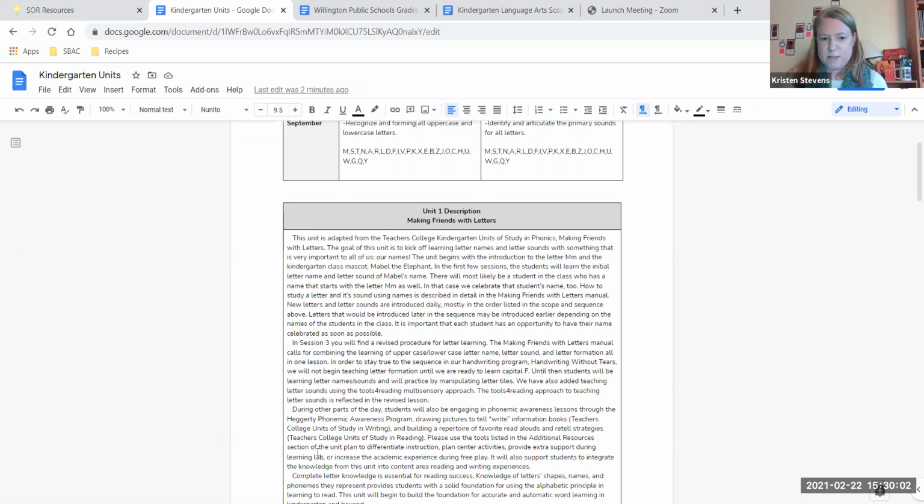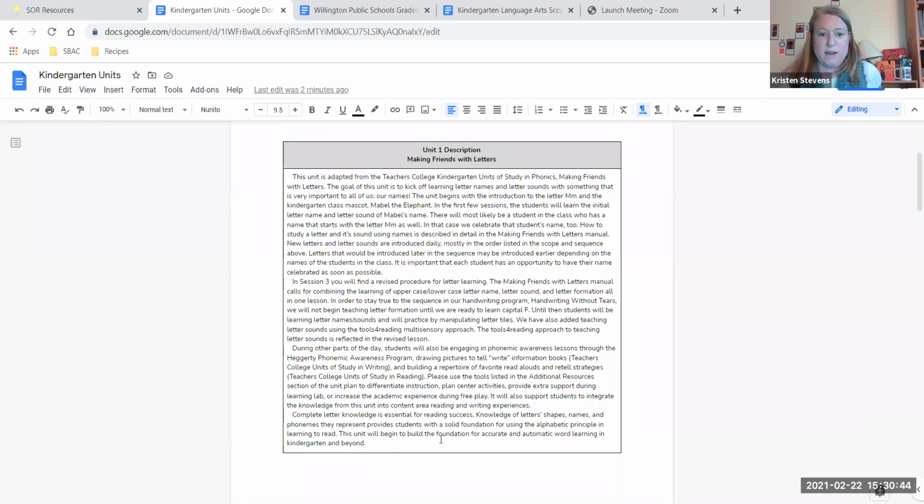The third paragraph talks about what your students, so this is just the word learning, the word reading and spelling portion, what other language arts things are going on throughout the day. So it tells about how there's also phonological awareness happening at another part of the day. There's writing happening at another part of the day. There's reading happening at another part of the day. And reminding them there's additional resources that you can integrate, that you can use for differentiated instruction, for planning center activities, for providing support during learning lab, or increasing the academic experience during free play, and also integrating into your science and social studies.